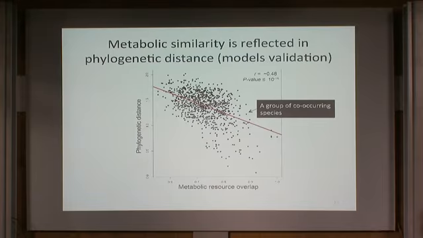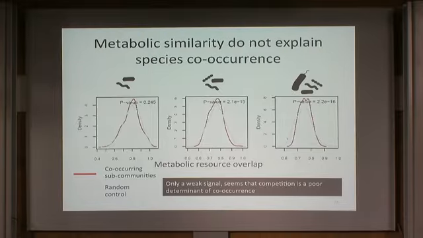And just as a validation, each dot in this plot is a community, and you compare this metabolic resource overlap with the phylogenetic distance between the species in that community. You can see that the models actually capture evolutionary signal, so that, for example, closely related species have complete overlap of resources. Then the idea was, okay, can this metabolic resource overlap explain their co-occurrence?